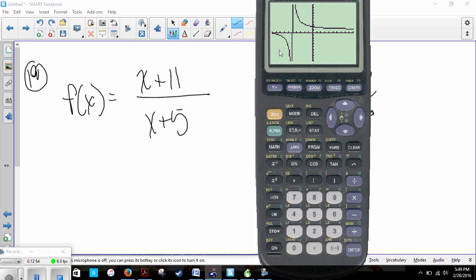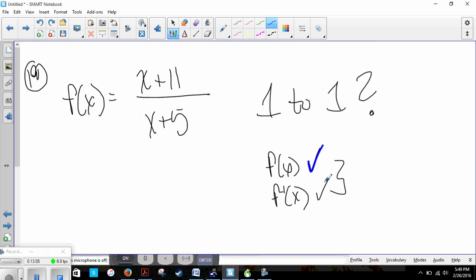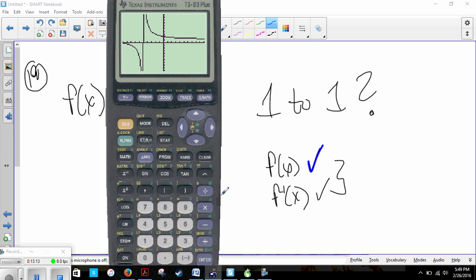Is this a function? Well, if I were to drag my pen across, it would indeed pass the vertical line test. So yay, f of x is indeed a function. Now it will be a one-to-one function if, when I graph the inverse, it also passes the vertical line test. But I don't actually want to graph it. I'm going to use the horizontal line test.